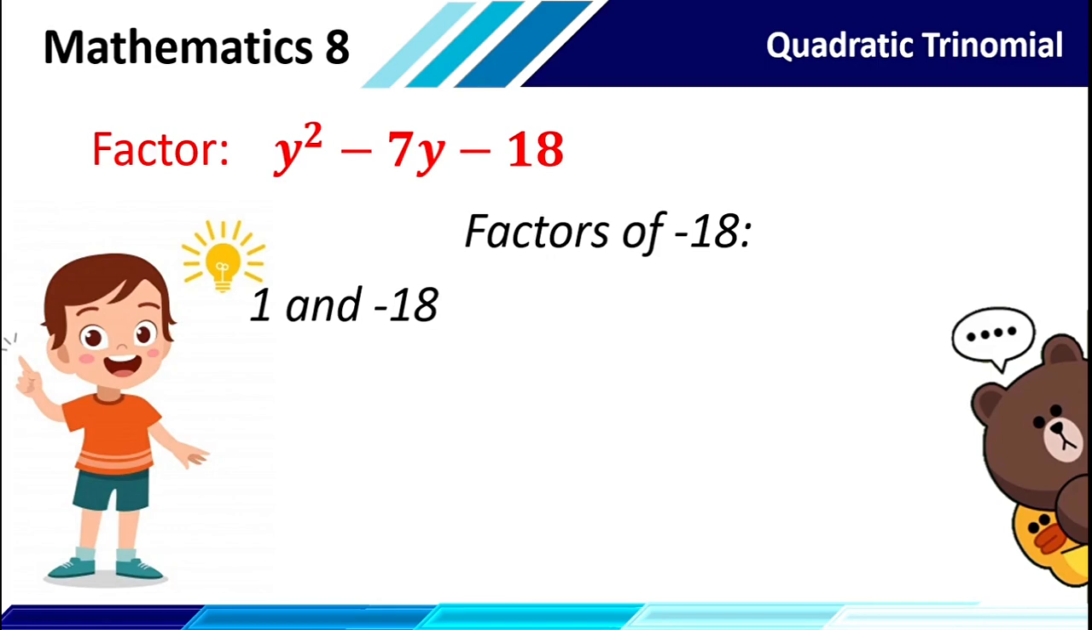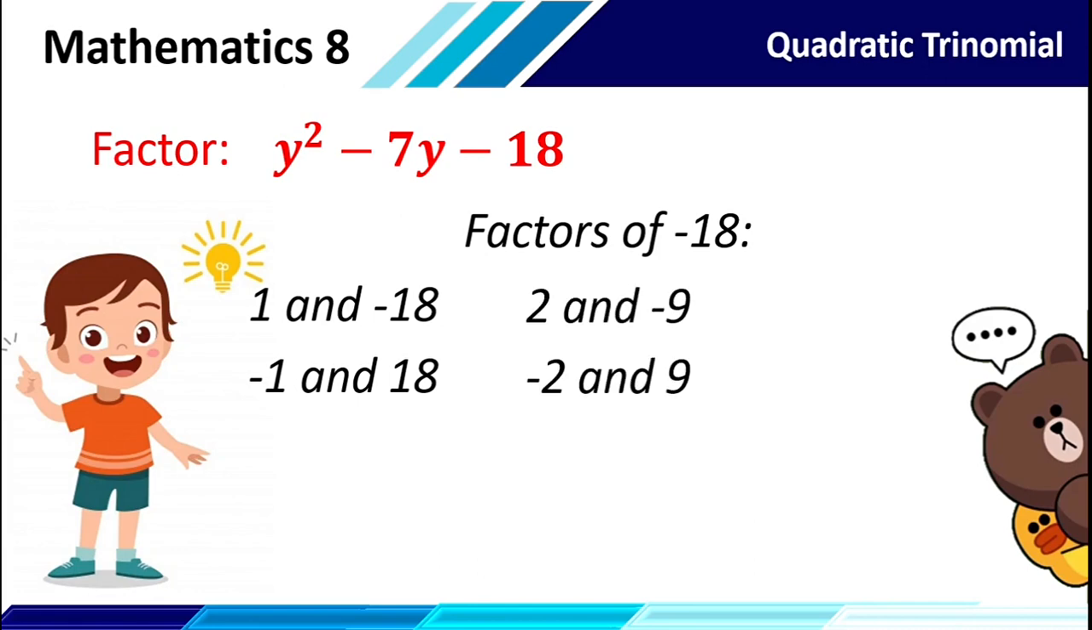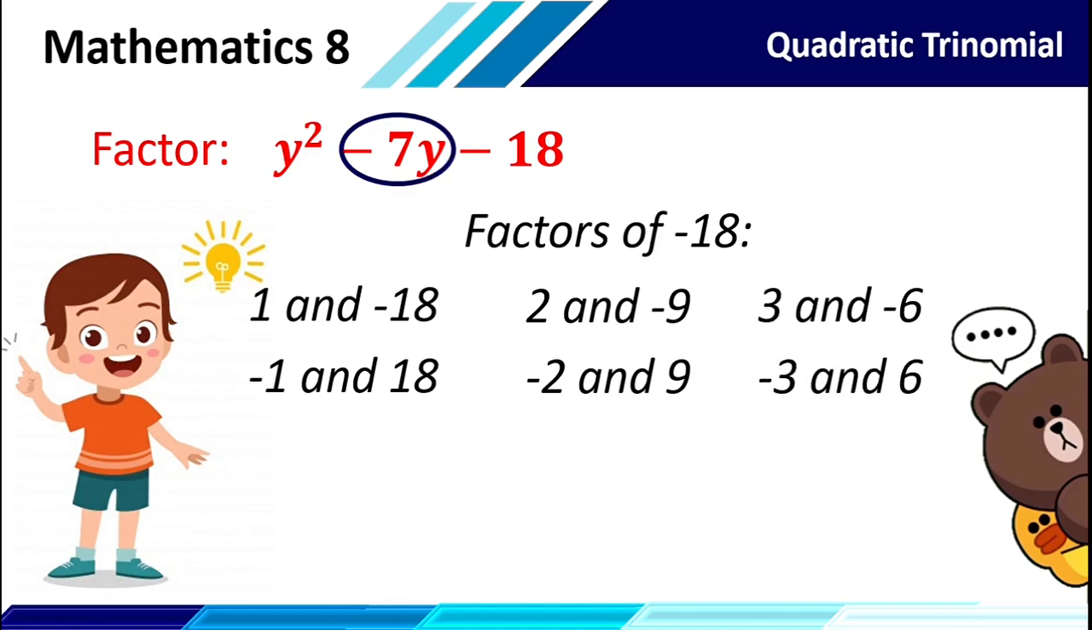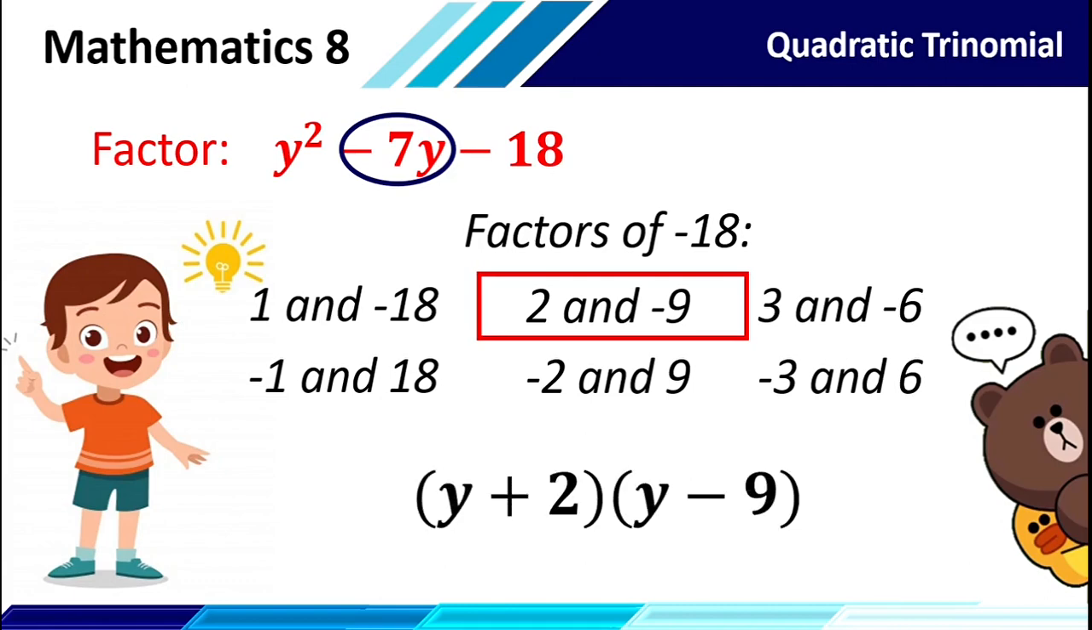The factors of negative 18 are 1 and negative 18, negative 1 and 18, 2 and negative 9, negative 2 and 9, 3 and negative 6, negative 3 and 6. Our next step is to find a pair of factors that when we add up, the answer would be negative 7, and that is 2 and negative 9. Our last step is to write it as a product of two binomials. So we will have y plus 2 times the quantity of y minus 9.